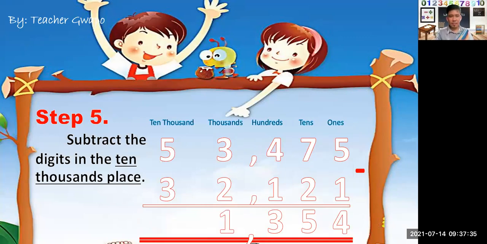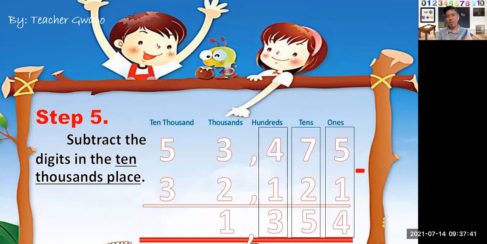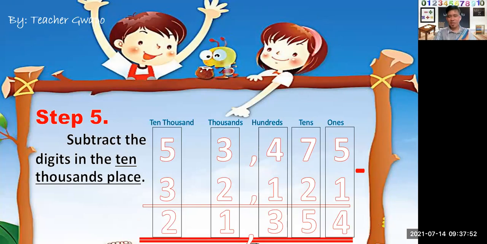And lastly, in the 10,000s place, step number 1, finished. Step number 2, finished. Step number 3, finished. Step number 4, finished. And here, step number 5. So 5 minus 3 is 2. Very easy. It's like you are in kindergarten.